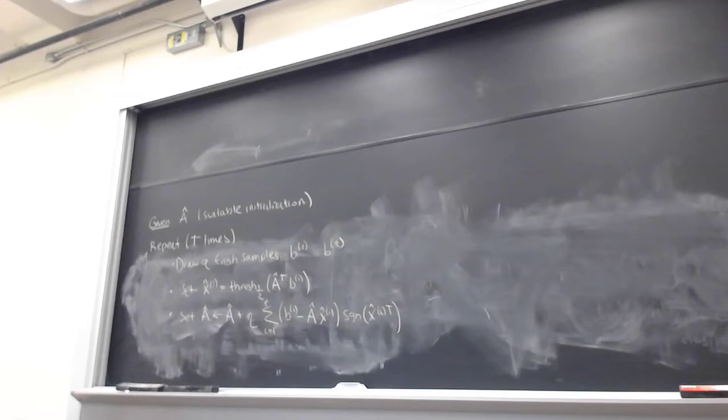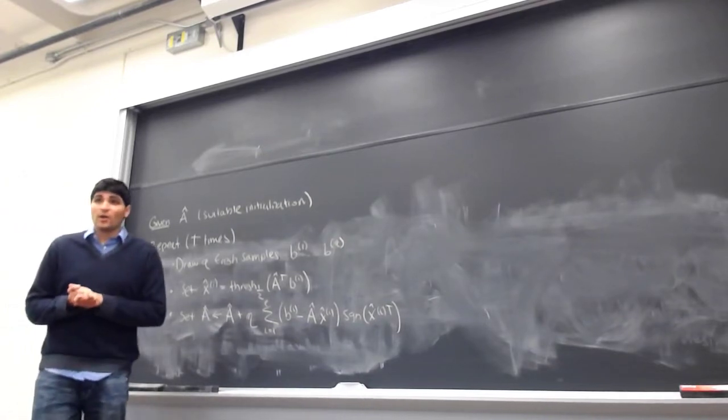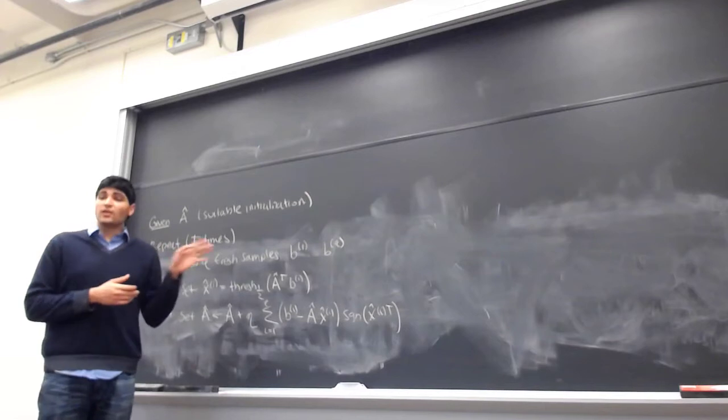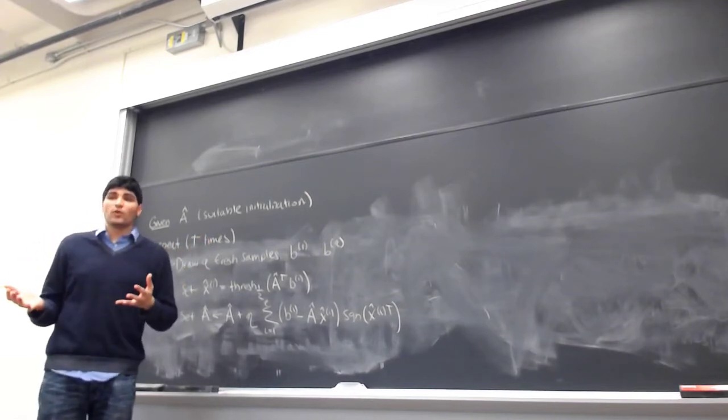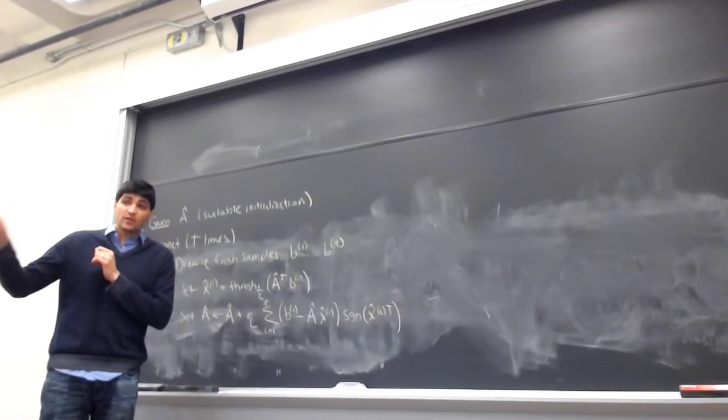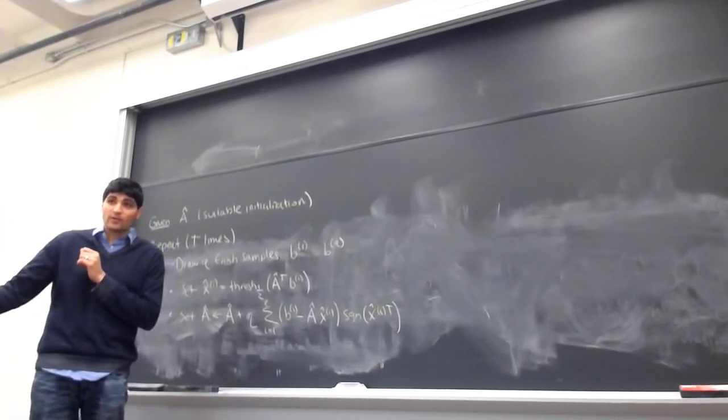Yeah? Could you say once more, why is A hat a good approximation of the sparse impact? Yeah. So let's do the following thought experiment. A is an incoherent dictionary. Now, what if A hat is 1 over log n close? I'll state this more precisely when we talk about it next time in lecture.